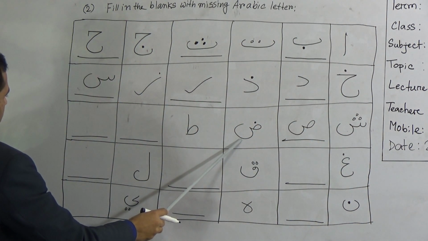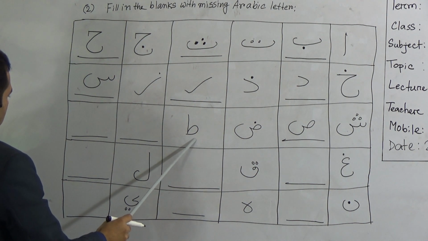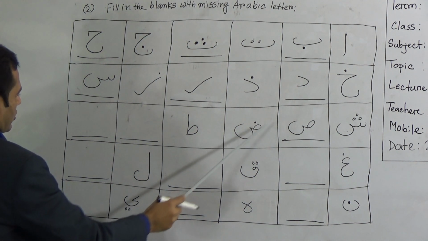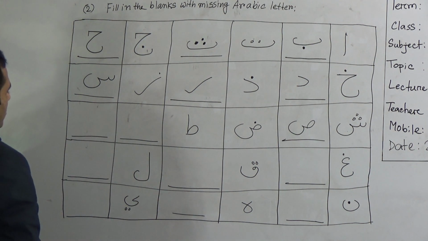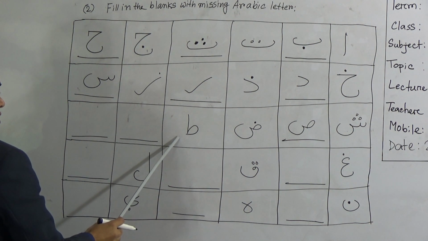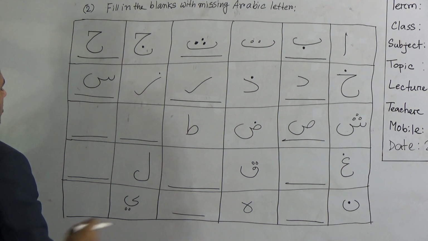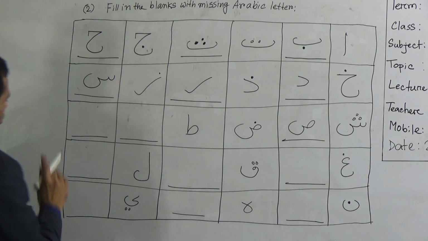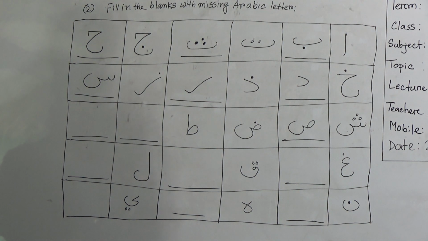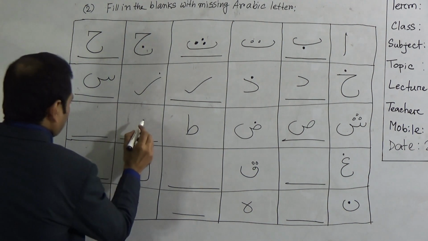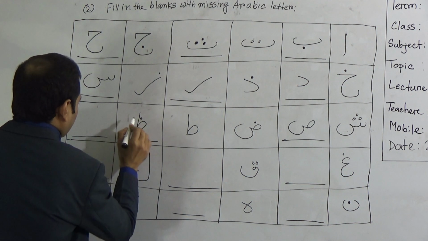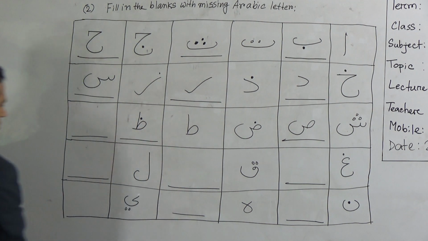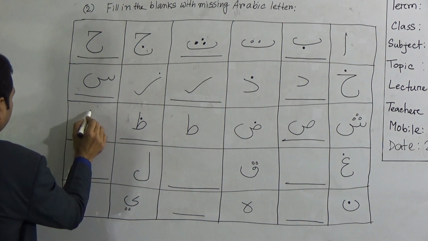Now duad is given, toa is also given. So swad, duad, toa, dash, dash. That means after toa, which two letters come after toa? Zoa, the answer will be zoa and ain. So we'll write here zoa, and in the second gap will be ain.